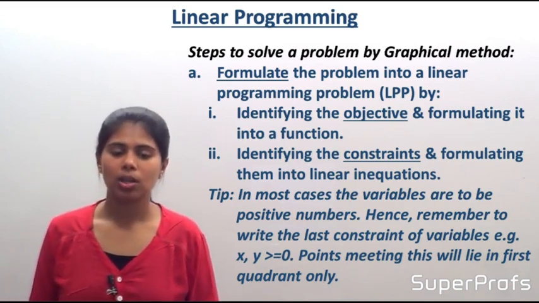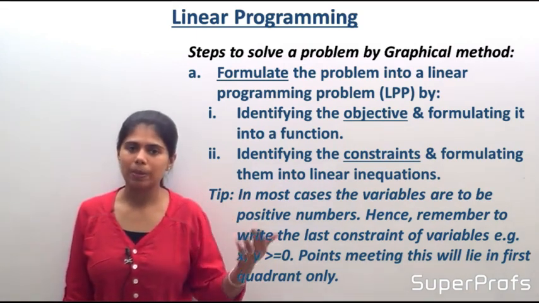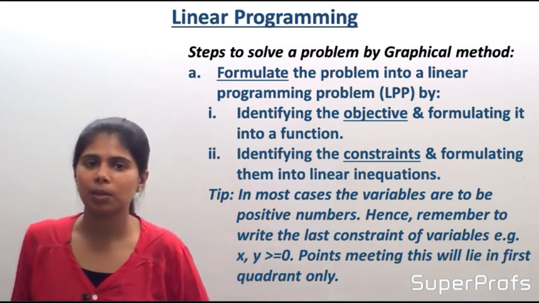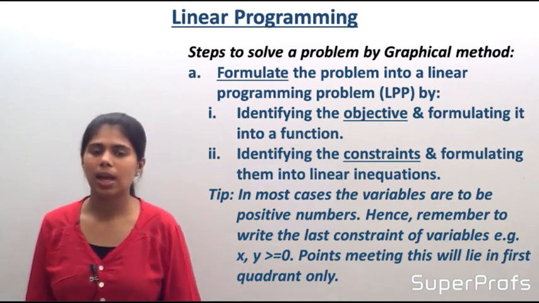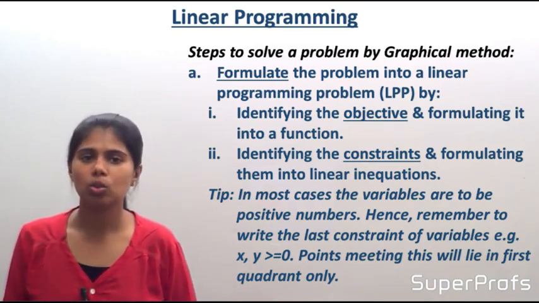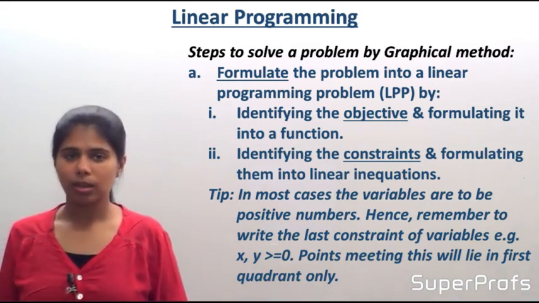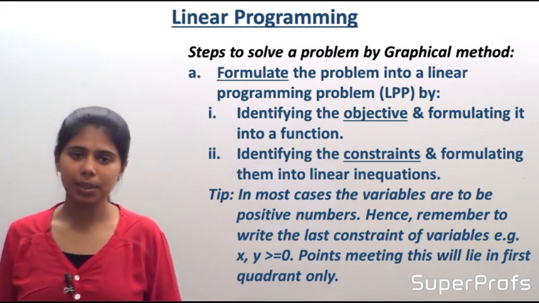Those are the two parts of the LPP that we have to formulate. So the first step is formulating the linear programming problem by identifying the objective and constraints and forming them into functions and linear inequations. There is a tip that is given here.